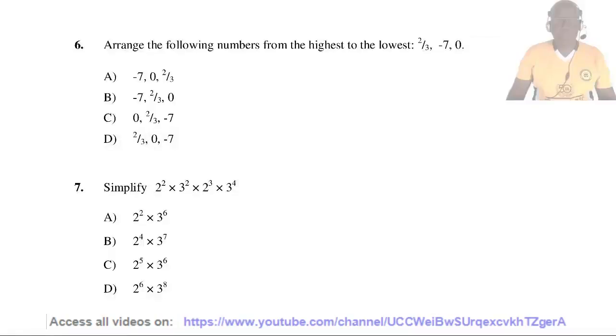Question 6. Arrange the following numbers from the highest to the lowest: 2, 0, -7. The highest is 2, followed by 0, followed by -7. So the answer is D.